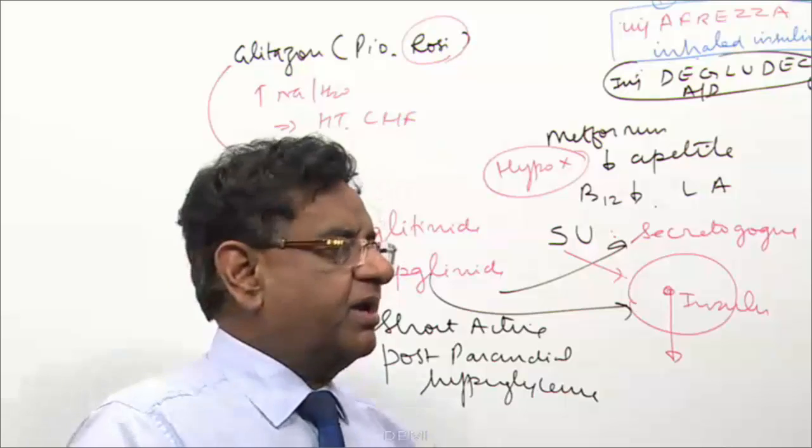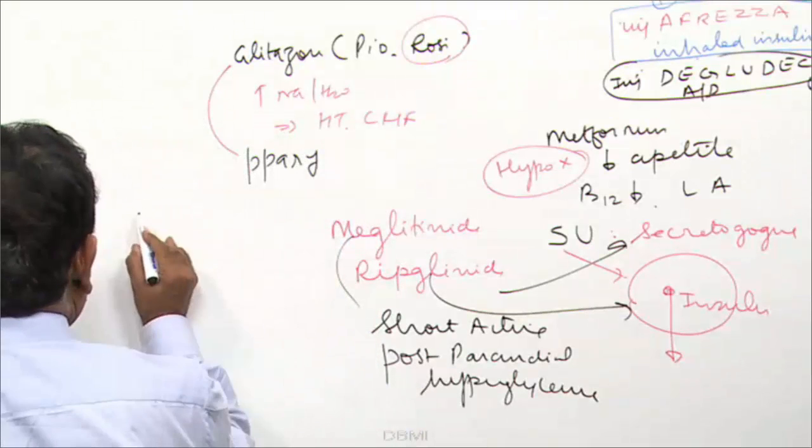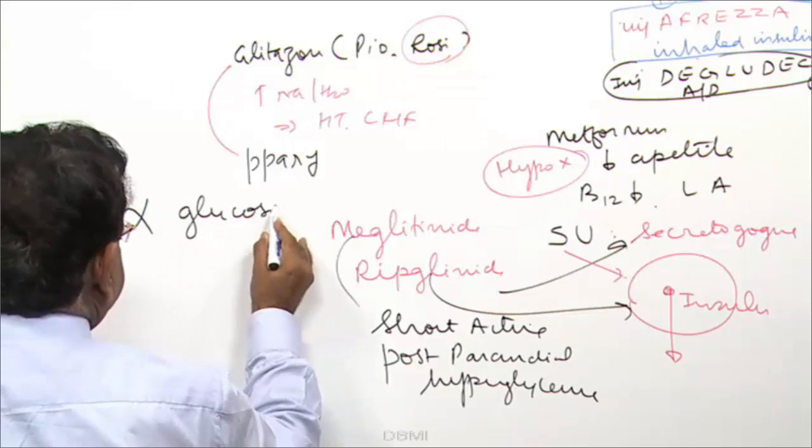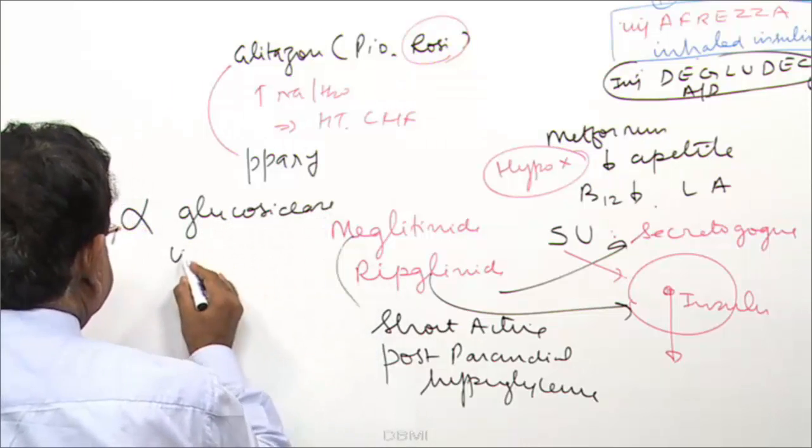And of course, we have one more drug class, alpha-glucosidase inhibitors.